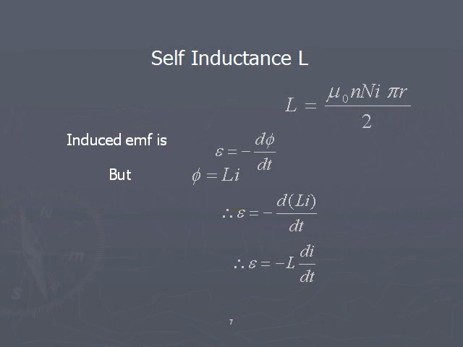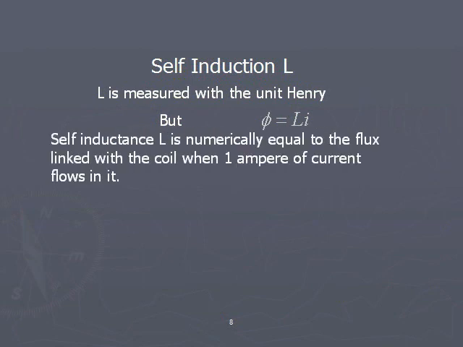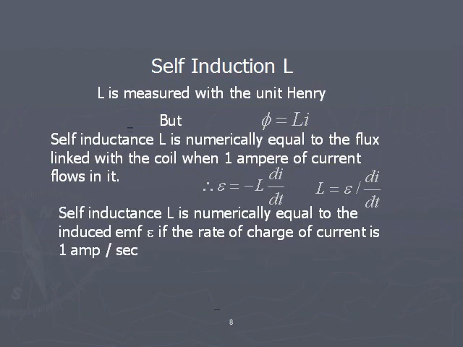For defining self-inductance, we can take the two relations. One is phi is equal to Li. The other one is E is equal to minus L di by dt. From the relation phi is equal to Li, if I is equal to 1 ampere, then phi is equal to L. So we can define self-inductance as the flux linked with the coil when unit current is flowing through the coil. This is one way of defining the self-inductance. Self-inductance is measured in henries.